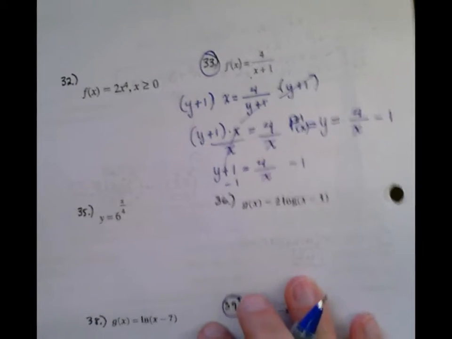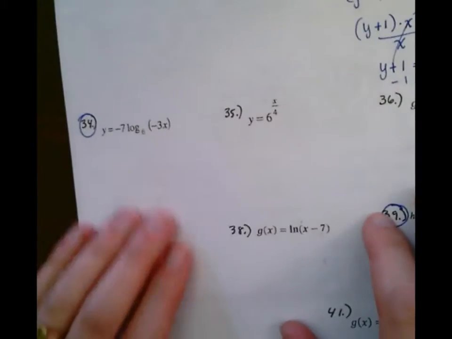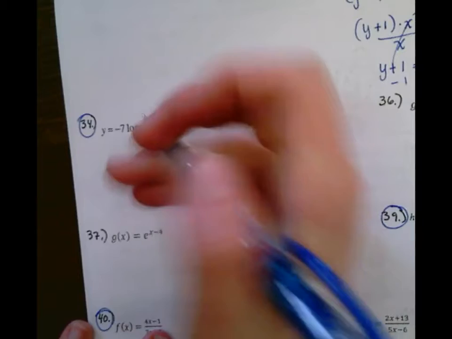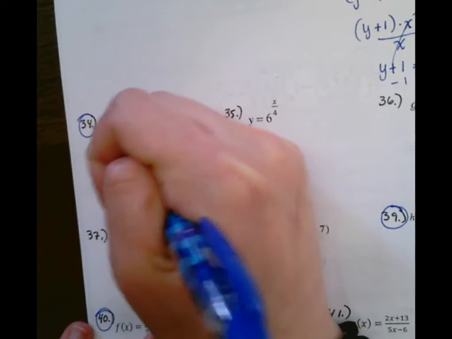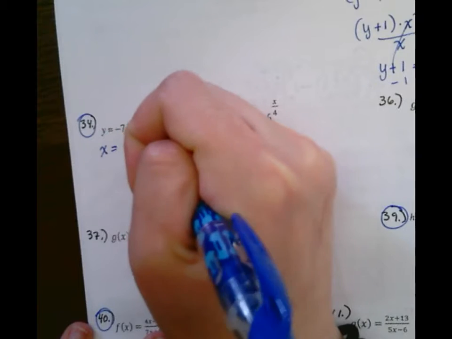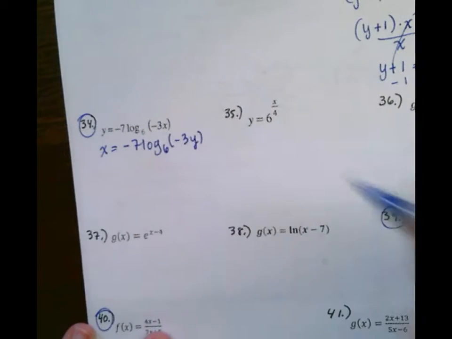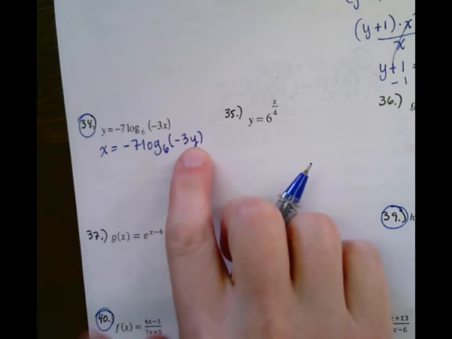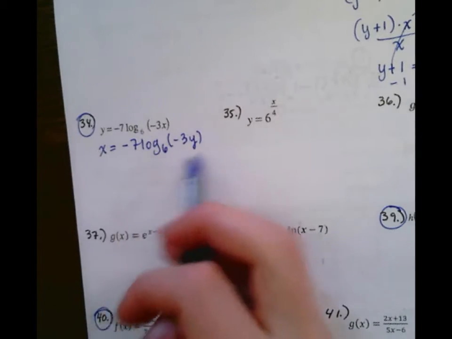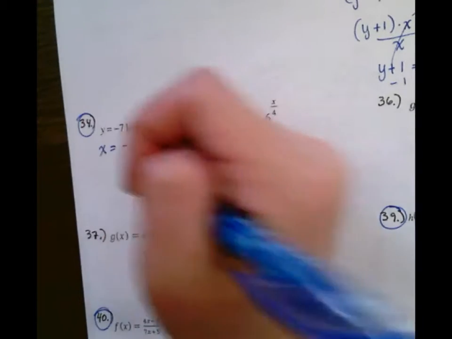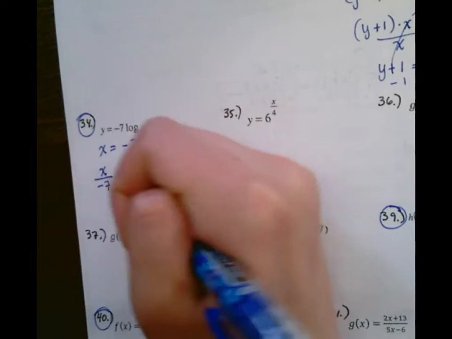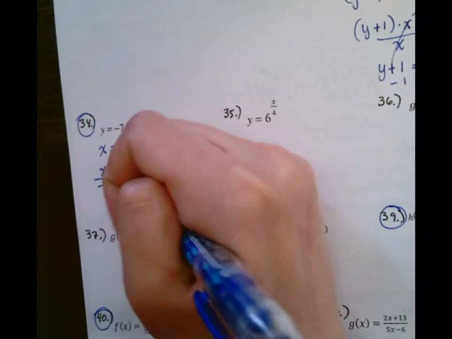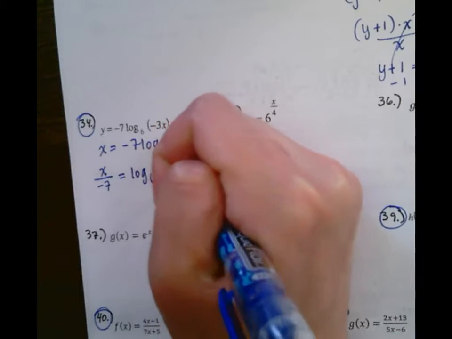Okay, next one I'm going to do is number 34. I'll do a logarithm one for you guys. So in this problem, first step, switch x and y. And now we're solving for this y. I'm going to start by getting the logarithm part by itself, so I'm going to divide this negative 7 over to the other side. So I get x over negative 7 is equal to log base 6 of negative 3y.